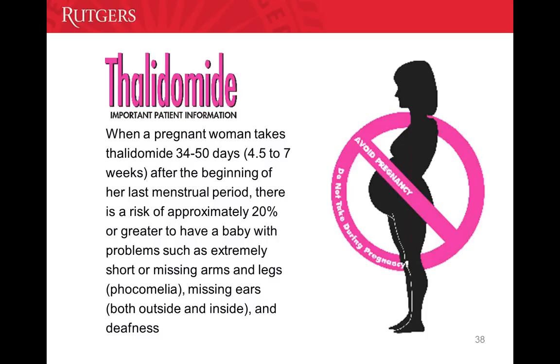And this is what's so interesting about this compound, is that if you took it earlier than that window of 34 days, you probably didn't see any effect. And if you took it later than the 50 days, you probably didn't see any effect. But in that narrow window of just a couple weeks, that's when phocomelia occurs. Phocomelia, of course, is the very short or missing arms and legs. And also you have some problems with hearing and missing ears and deafness.